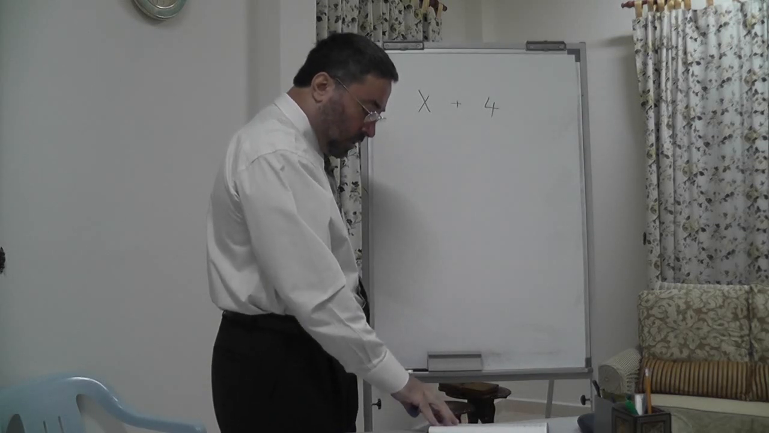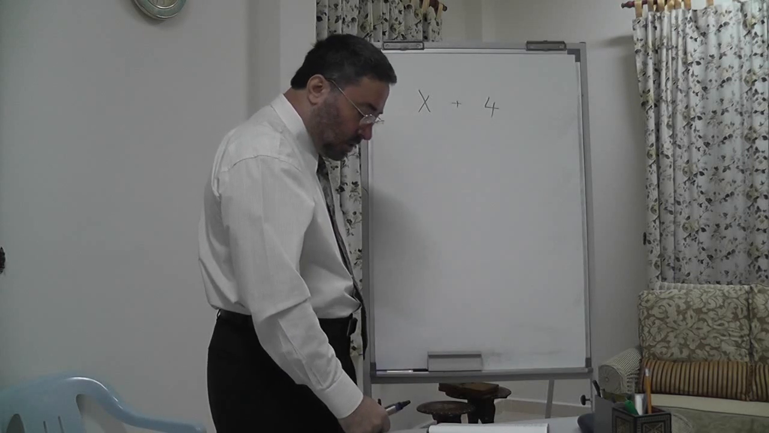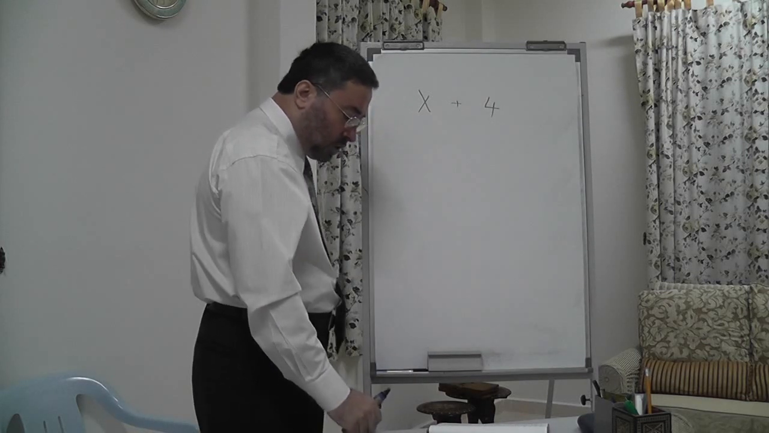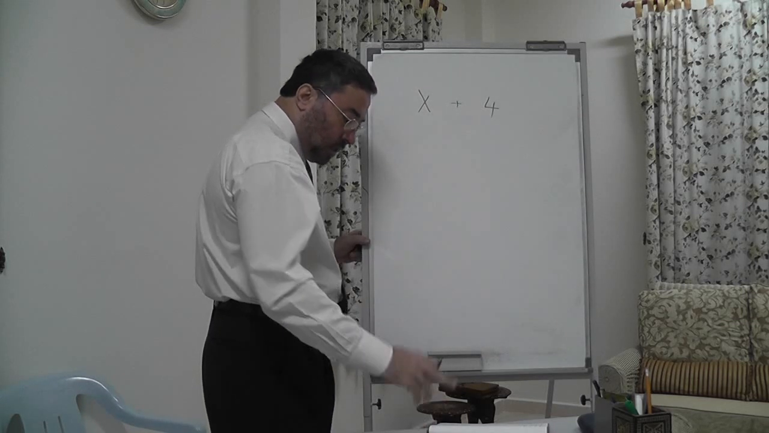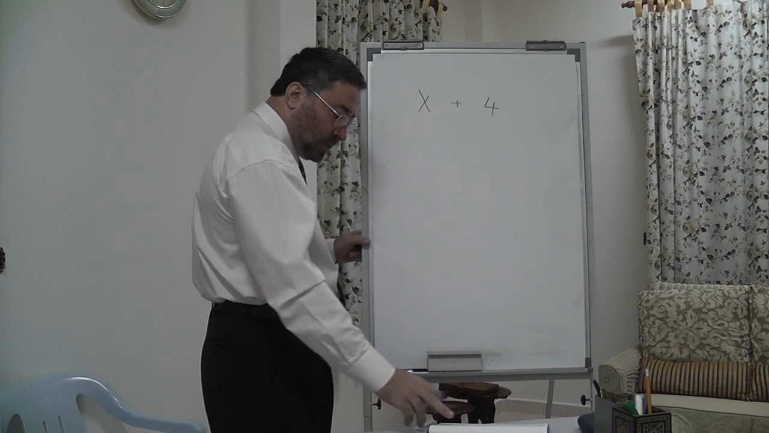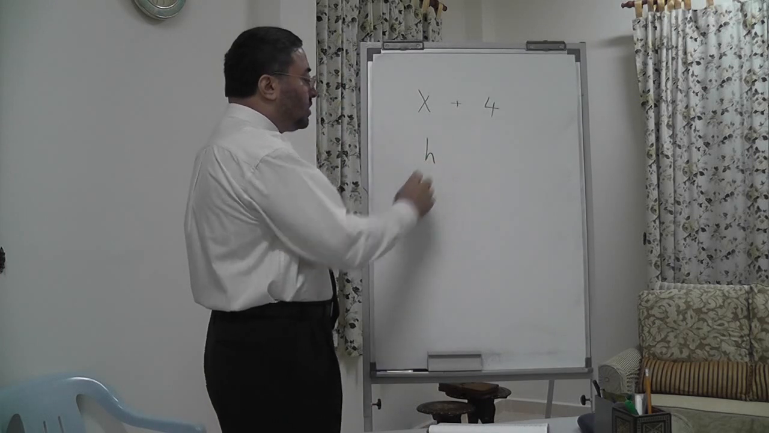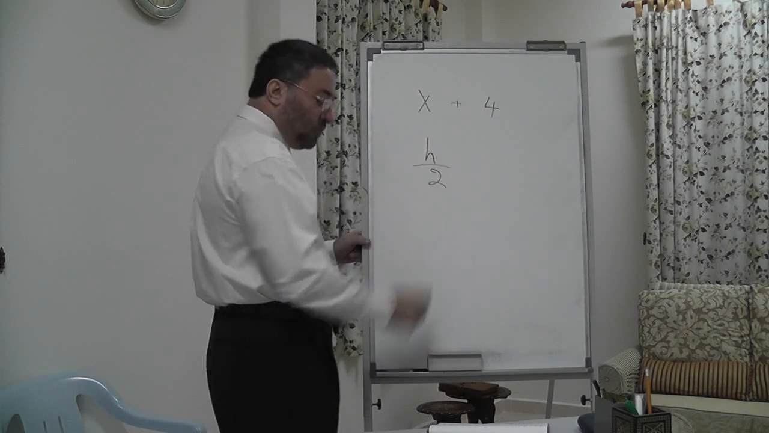Then the second one, Jim's height, h, is twice Bill's height. So here Jim is the taller guy, and he's twice as much as Bill's height. And his height is h, so Bill will be h/2.